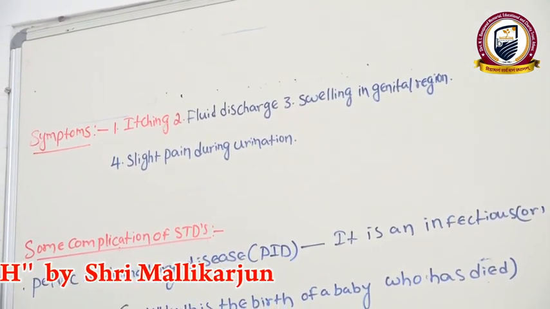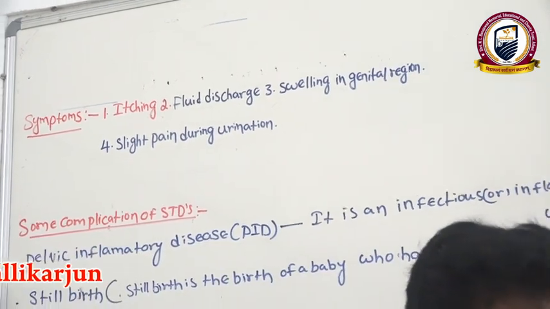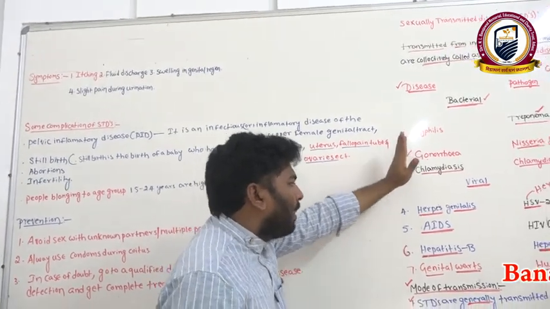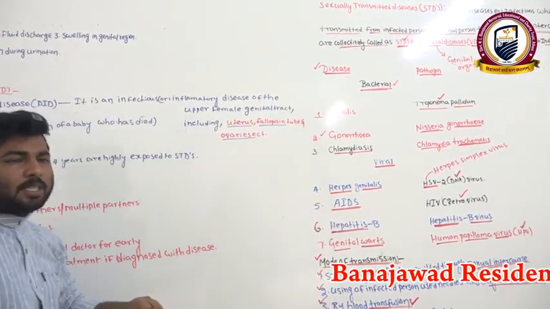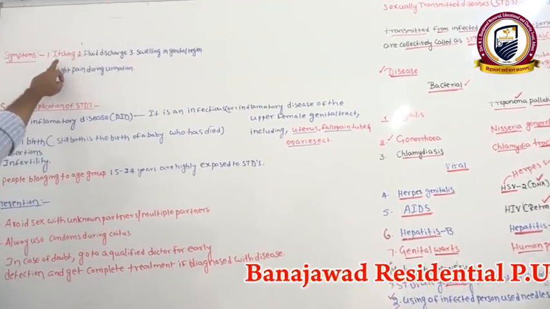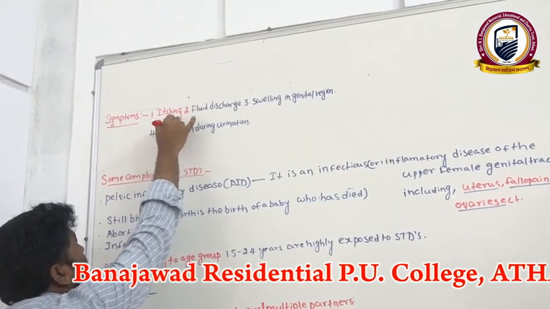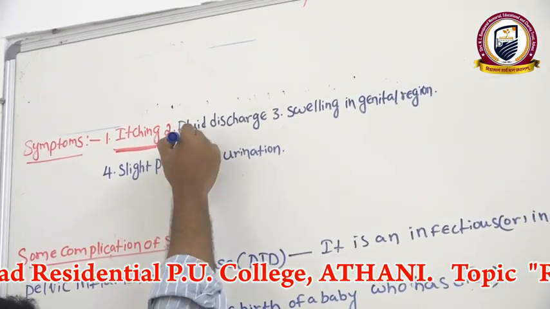We are discussing common symptoms. We are not going to discuss each disease and its symptoms individually. Commonly, what are the symptoms we get because of these diseases, we will discuss now. That is, itching is one of the common symptoms. Second one is fluid discharge.